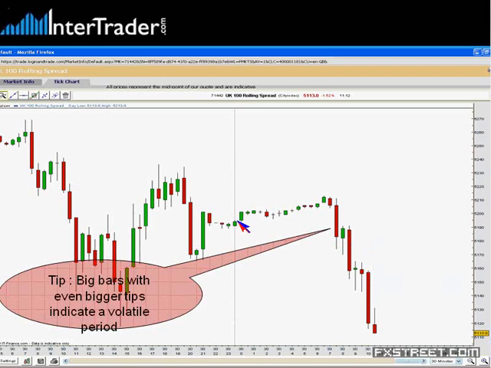So again, as we've said, the bigger the tips indicate the more volatile. So the bigger the actual physical body, the more sustained buying or selling action we have seen in that time frame.